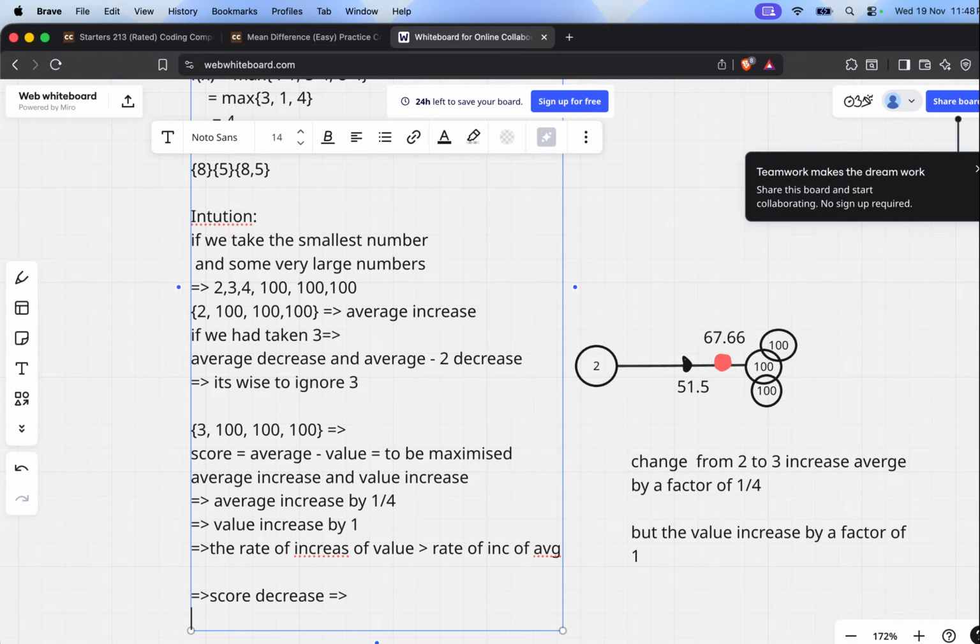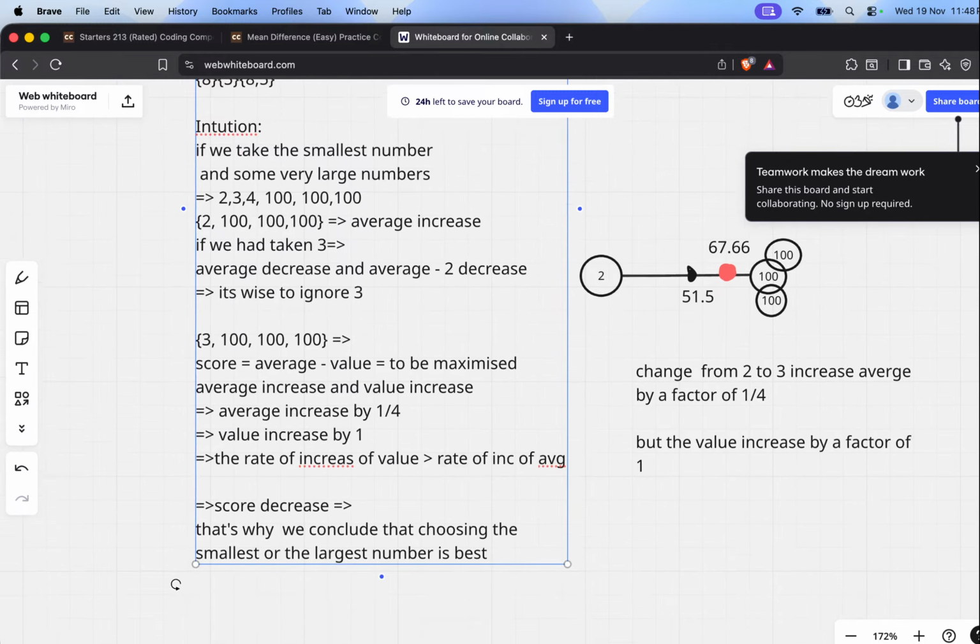So that's why we conclude that choosing the smallest or the largest number is best. All right.